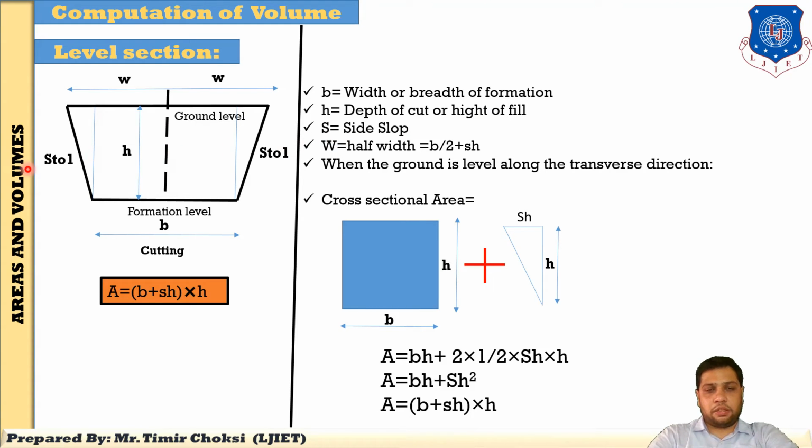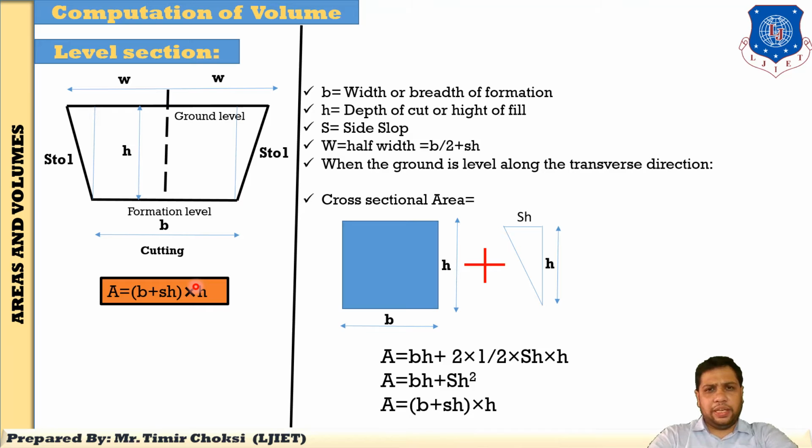Now S is equal to the side slope. S to 1 means S horizontal to 1 vertical. You know that slope is always written in this form. So S equals the side slope. W equals half width. And last, when the ground is level along the transverse direction, we have its cross section area. Now I have explained how to derive the equation of area of a level section.